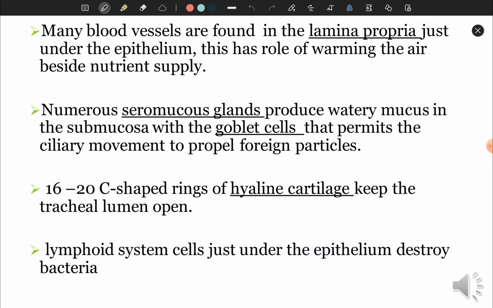And we have also 16 to 20 C-shaped rings of hyaline cartilage. I think you've studied this in biology sessions before. This keeps the tracheal lumen open, and we have lymphoid system cells that lie just under the epithelium as part of the lamina propria.